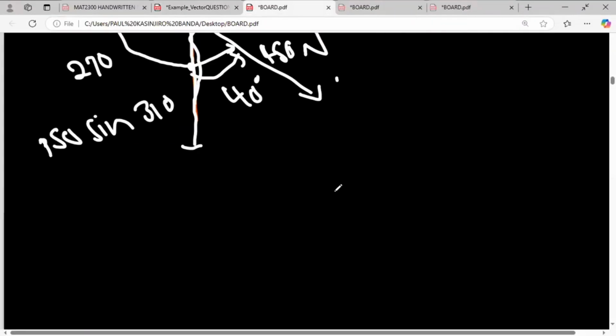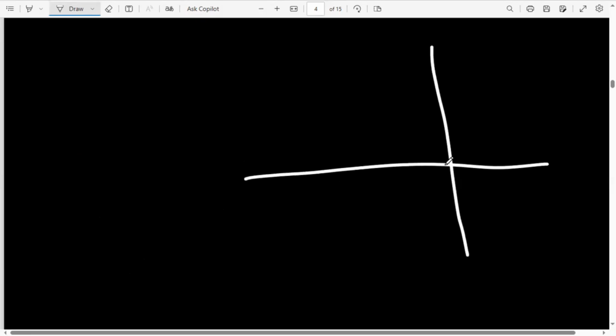Okay, we know that due west is just 180 degrees. So it's like this. So we are having 70 newtons due west. So this is the west. So we have a vector that is here. Okay, so what is the angle starting from here? We know that the angle here is just what?